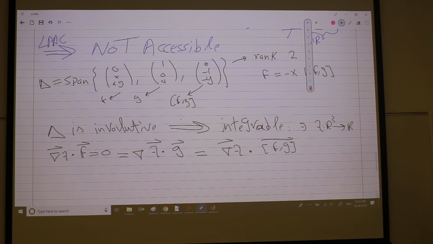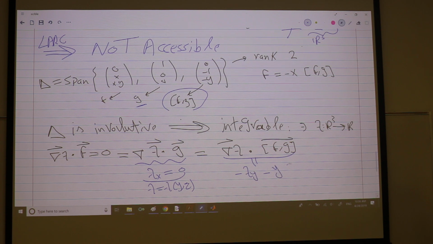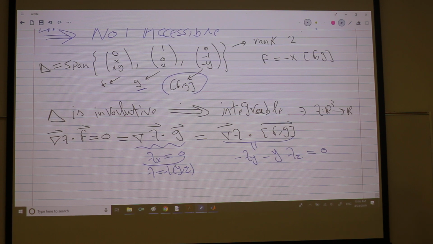So let's get this guy, for example. What is this? Nabla lambda dotted with g. Here is g. So this is just, say, partial lambda partial x is 0, which means lambda is a function of y and z only. That's great. What about here? Let's do this dot product. So we have 0 and negative lambda y, negative y lambda z. This is 0, right? And we can solve this PDE. This will not provide any new information because this equation will be just x multiplying that equation, right? Because f is just x multiplying this vector field. So let's solve this equation, and we know how to solve it.